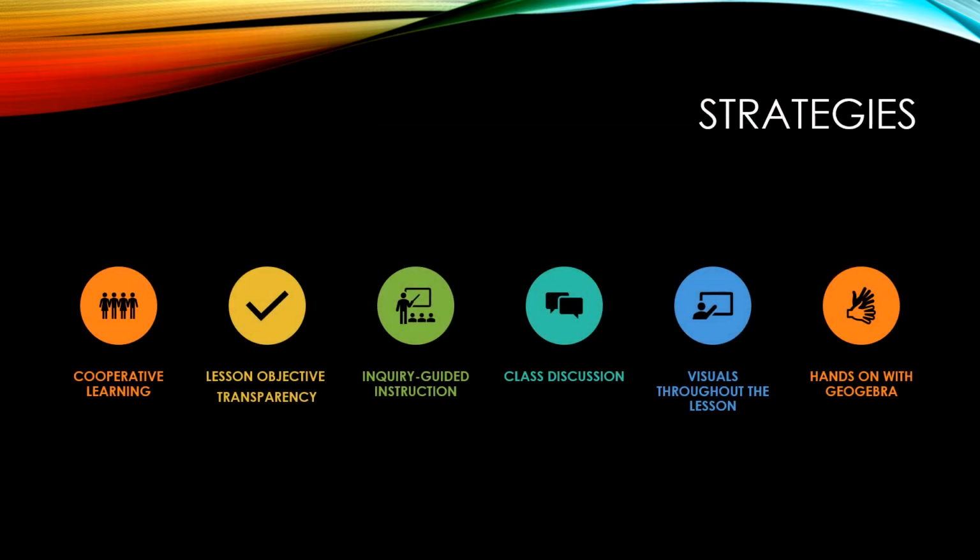Strategies that I used during the lesson included cooperative learning. They were in groups. Lesson objective transparency, which was an issue that I had during our college class. Inquiry guided instruction, class discussion, visuals throughout the lesson, and hands-on GeoGebra.